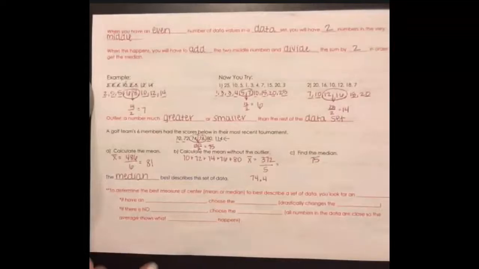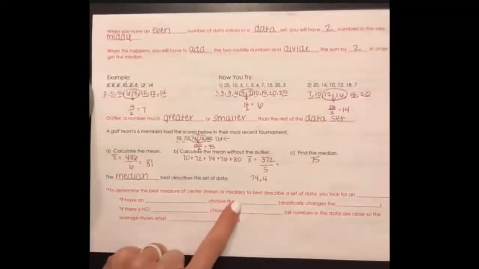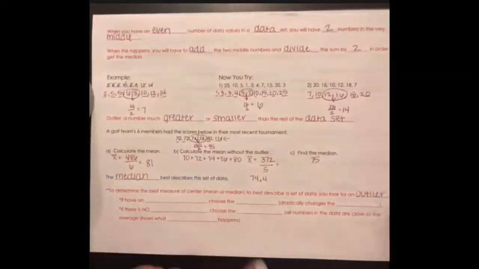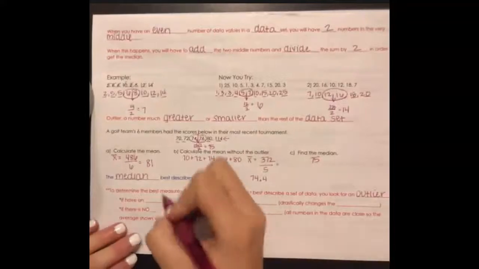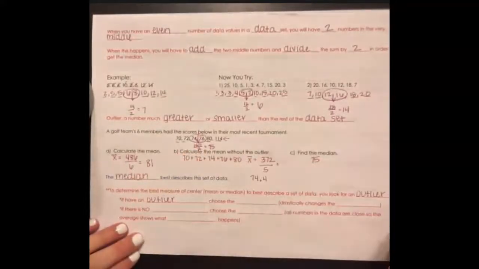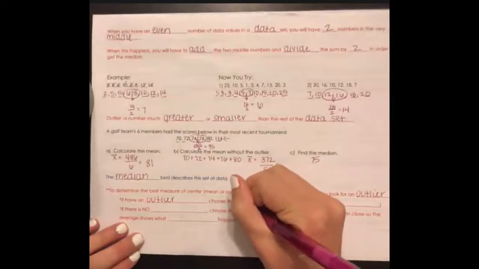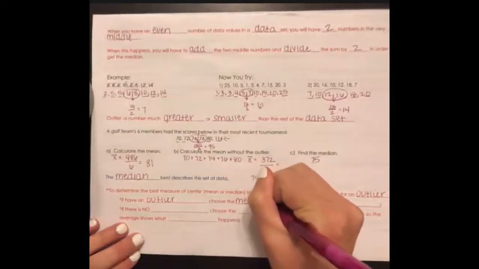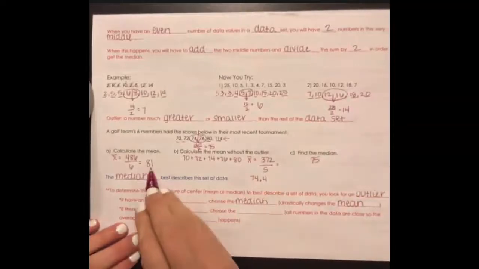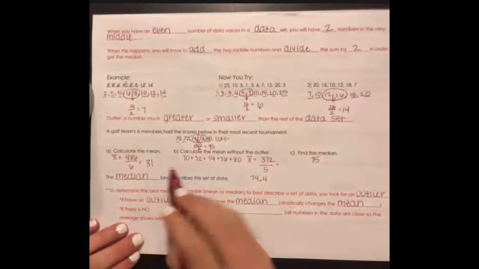So to determine the best measure of center, meaning the mean or median, to best describe a set of data, you want to look for an outlier, okay? We want to make sure that there's nothing sitting there that's throwing this off, right? So if you have an outlier, you want to choose the median. We want to choose what's in the middle. That's going to give us a much closer representation because the mean is drastically changed. Clearly, guys, nobody actually even got 81.